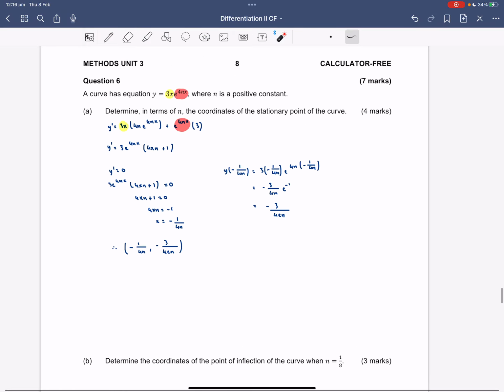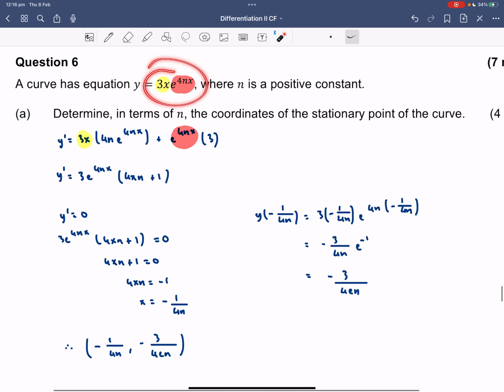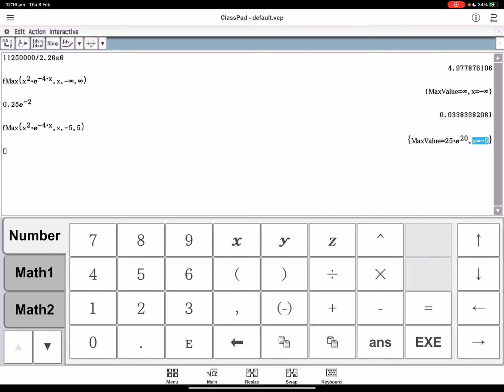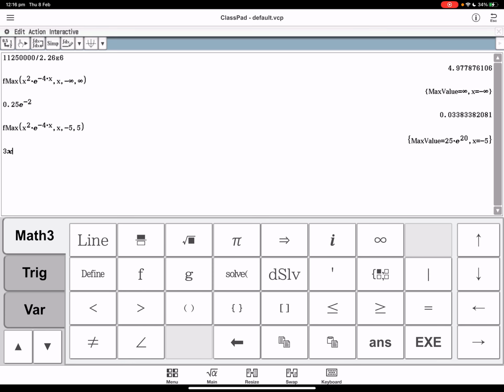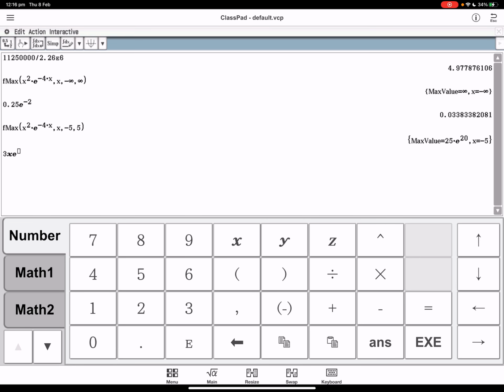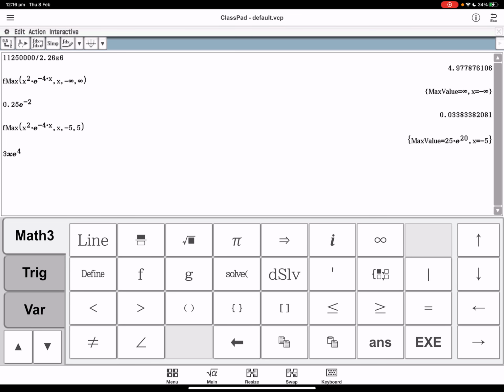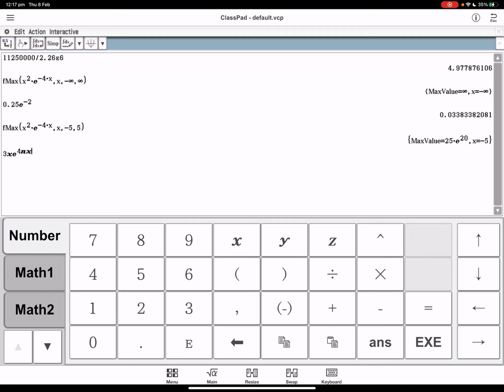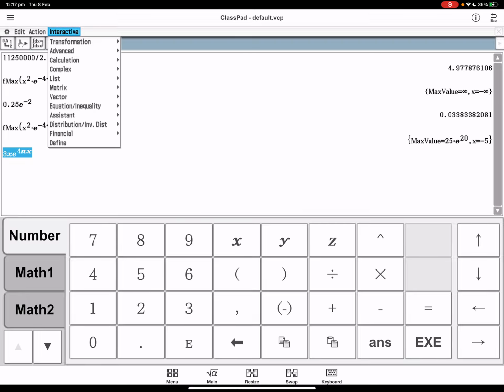I don't even know if that's the min or the max. Let's have a look. 3x e to the 4nx. Okay, that's what we had. I don't even know if that was the min or the max, so let's just check.